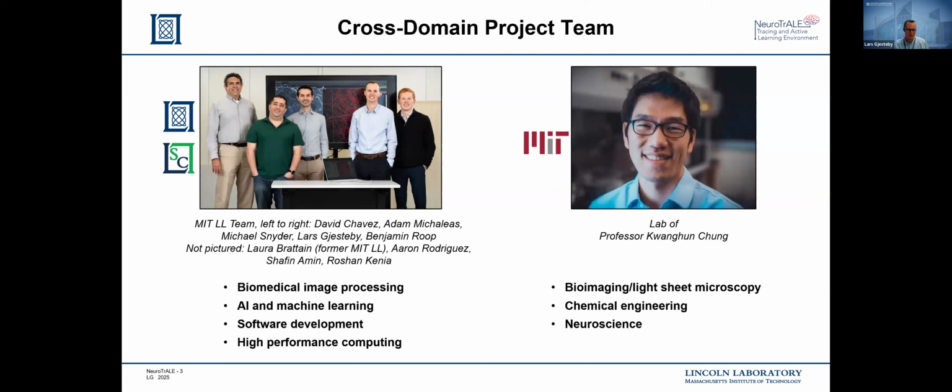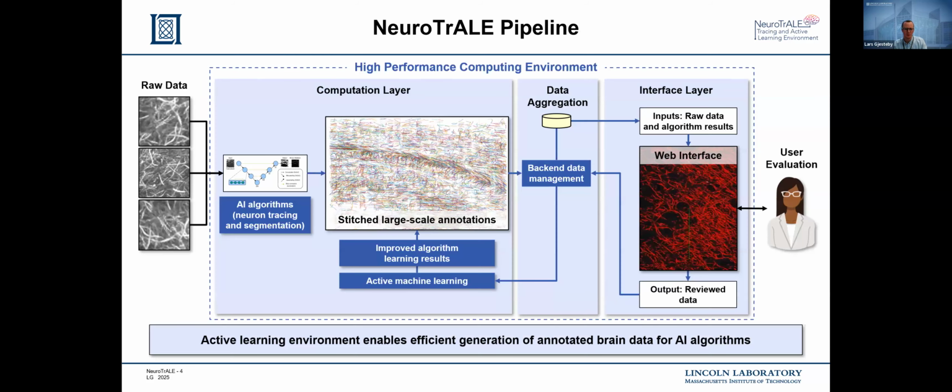The project team that has come together to develop NeuroTrail pulls from both MIT Lincoln Laboratory and MIT campus. The Lincoln team has a lot of expertise in image processing, AI ML, software development, and high-performance computing, which is complemented by the laboratory of Professor Chung at MIT, which specializes in light sheet microscopy, chemical engineering, and neuroscience. The NeuroTrail pipeline that has resulted from this collaboration, as I mentioned, is to enable active learning for efficient generation of annotated brain data for AI algorithms.